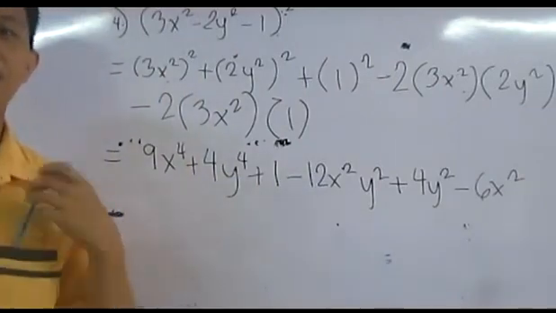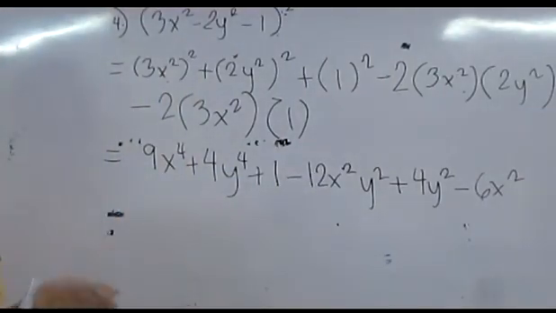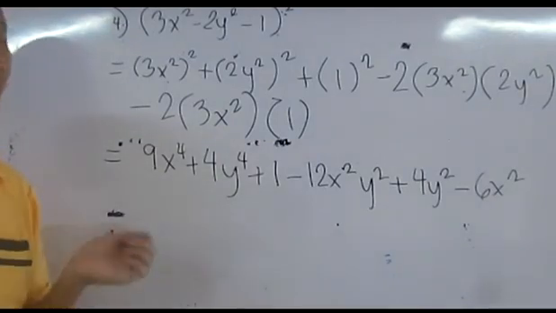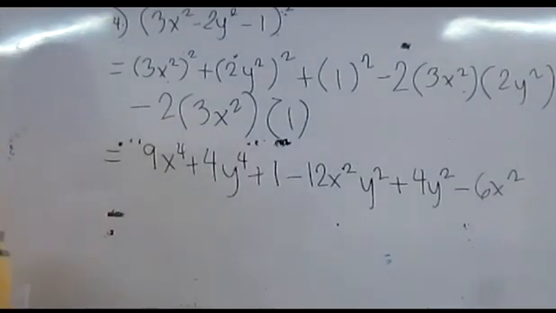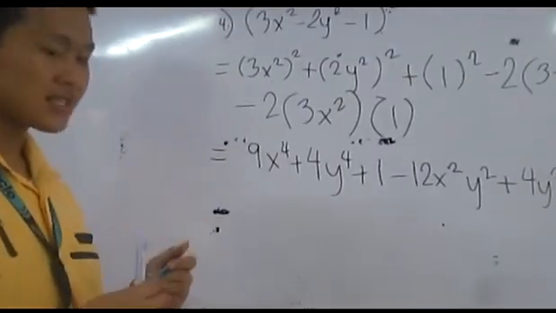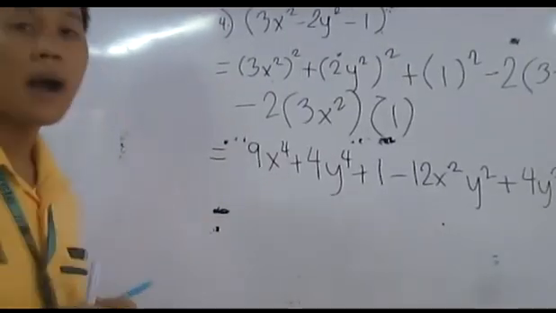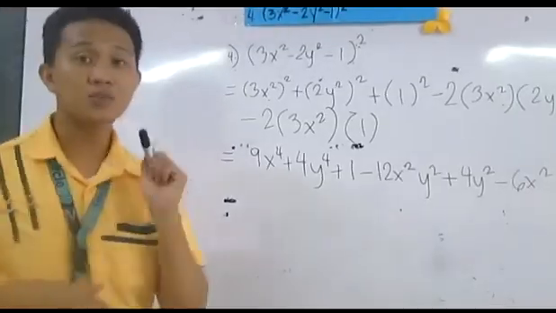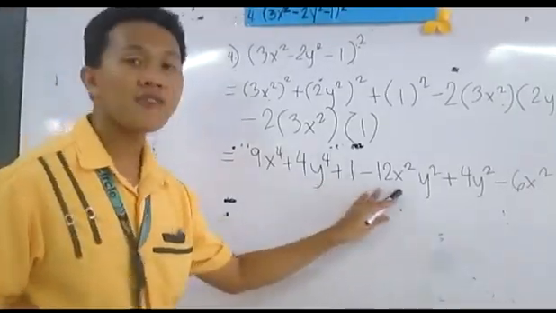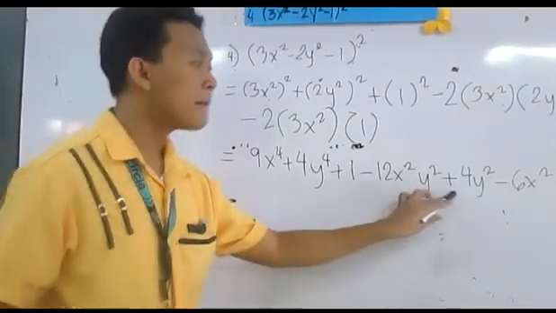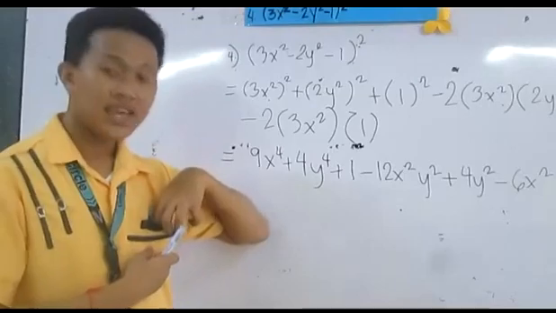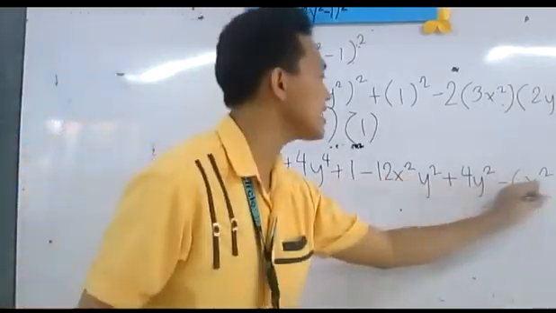And now we have our final answer. The given, quantity 3x squared minus 2y squared minus 1, quantity squared, is equal to 9x raised to the power of 4 plus 4y raised to the power of 4 plus 1 minus 12x squared y squared plus 4y squared minus 6x squared. And now we have our final answer.